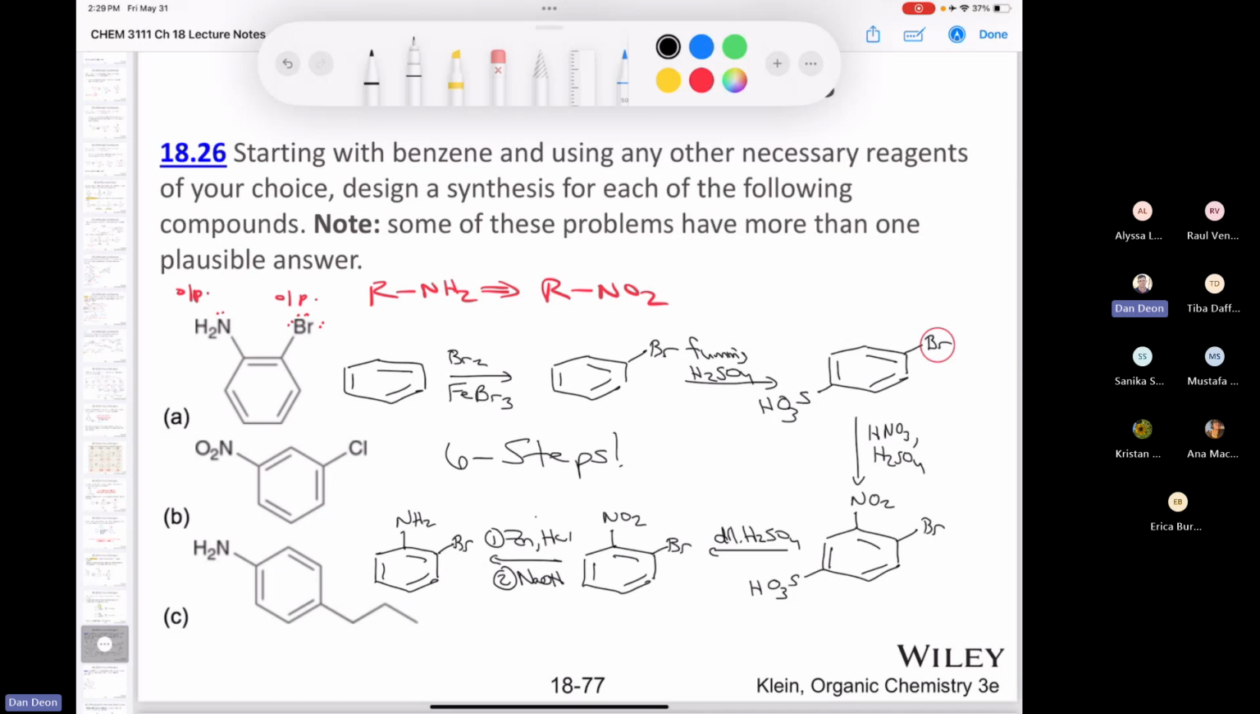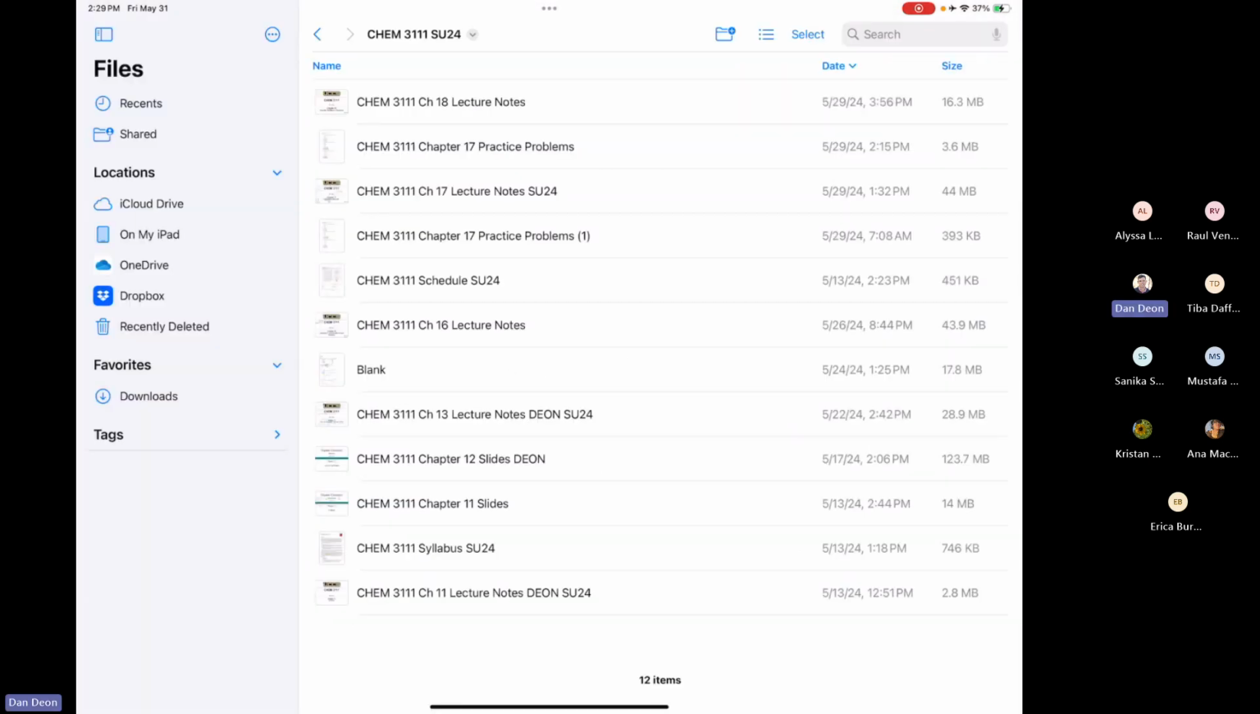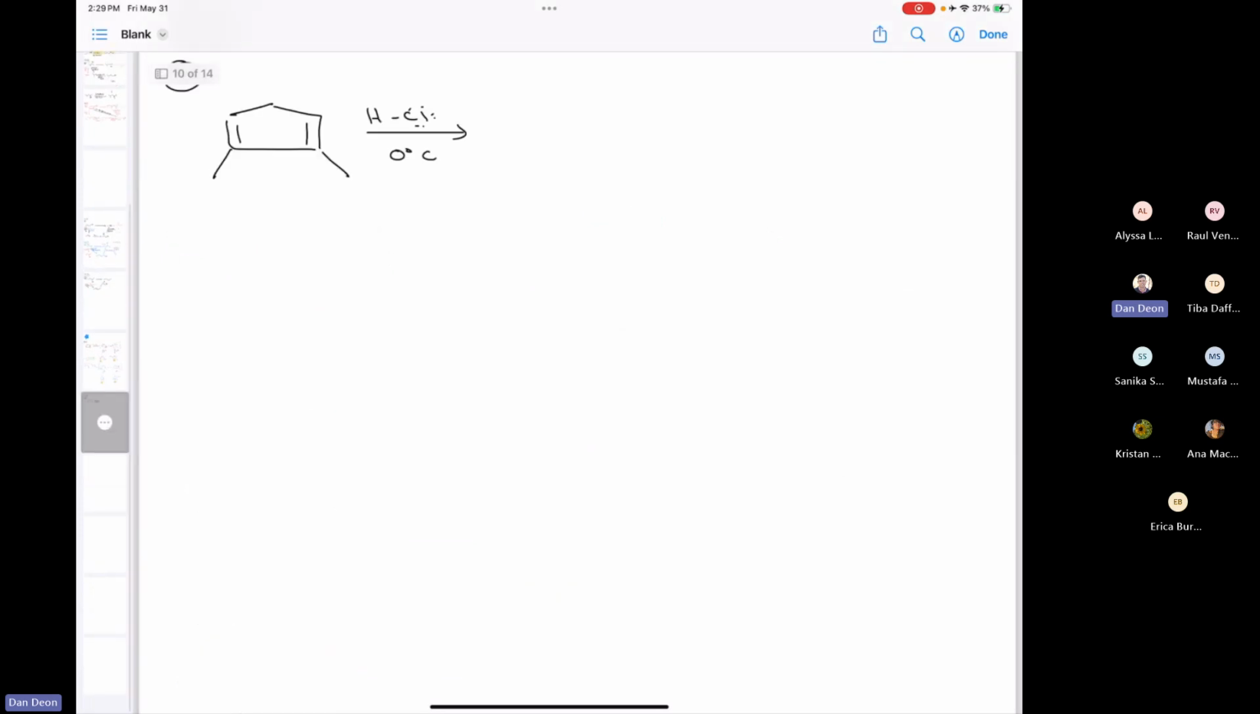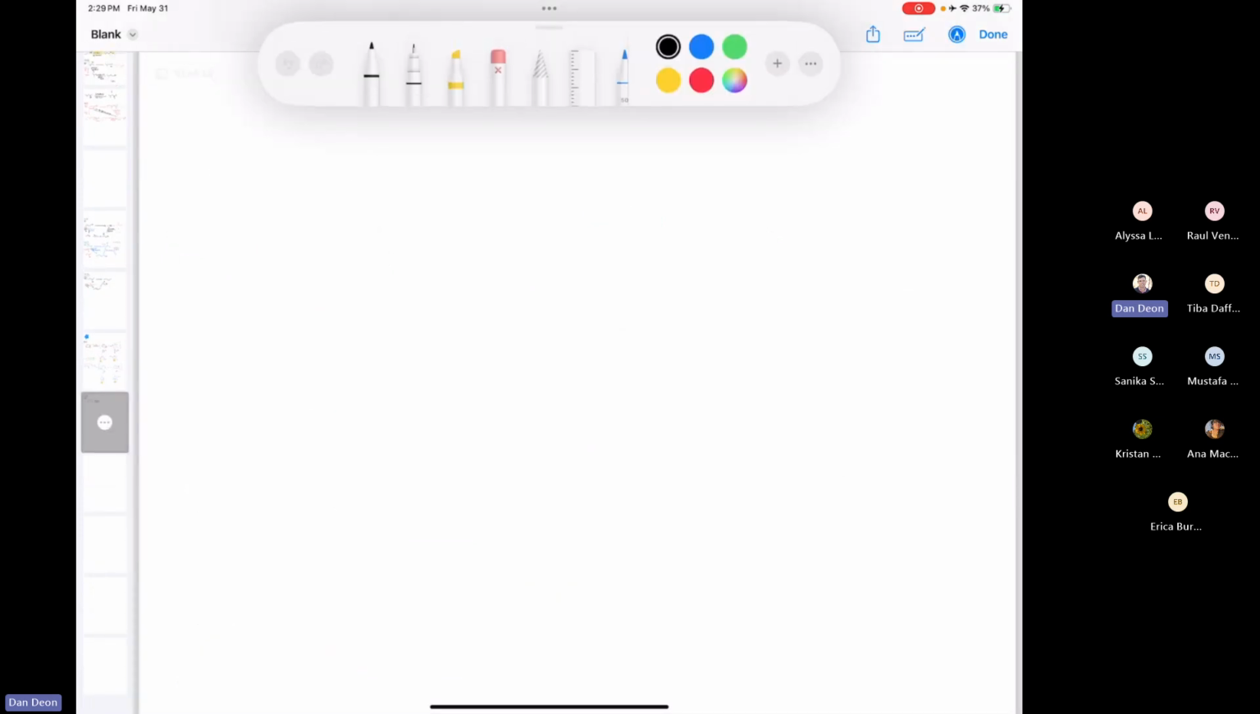Anyhow, so for the next one, I'm going to switch to a blank document since I didn't give myself enough room here. So just bear with me for a second. And we're going to do 18.26b. So again, just bear with me here. There we go. So here's my blank document. Still get some space on here. So this is, what was it, 18.26b. So 18.26, and we're going to do B, which is going to be this compound.